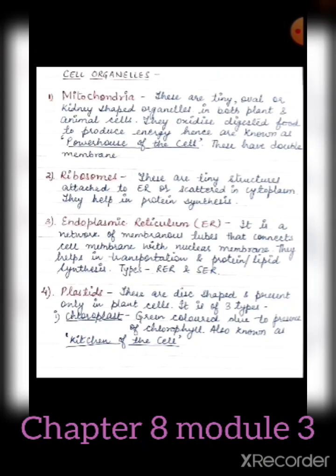Then third one is endoplasmic reticulum. It is a network of membranous tubes that connect cell membrane with nuclear membrane. So the nucleus, which has the nuclear membrane, is connected to the cell membrane, that is the outermost protective layer, with the help of the tube-like or membrane-like network of these endoplasmic reticulum. So they help in transportation because they are present in the whole cell from nucleus till cell membrane.